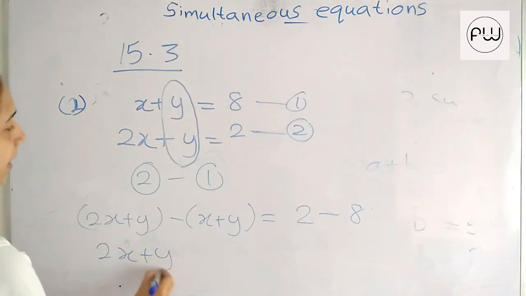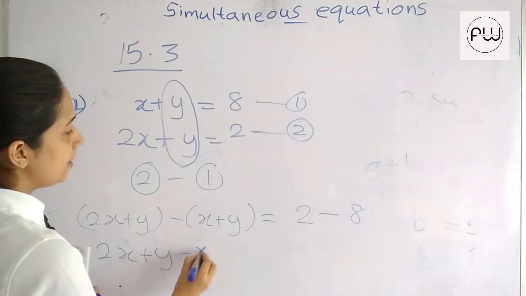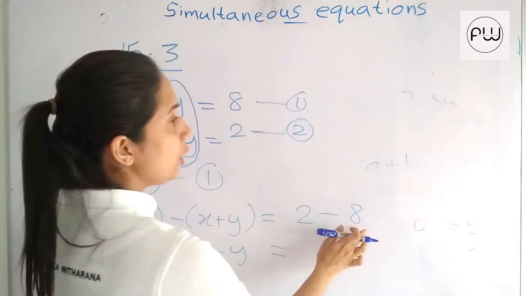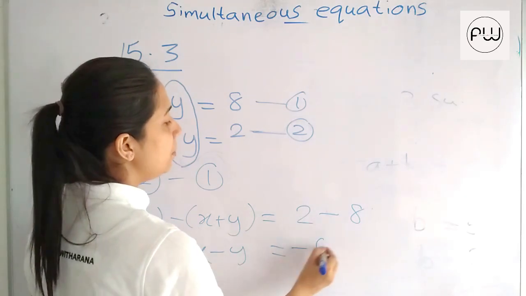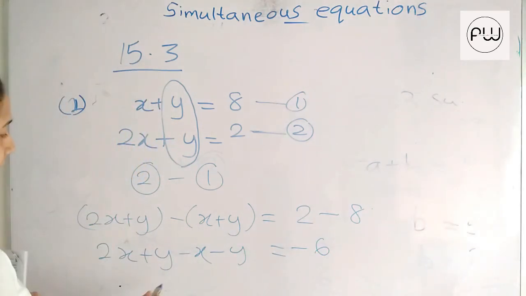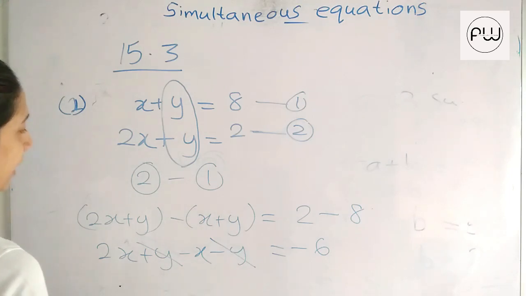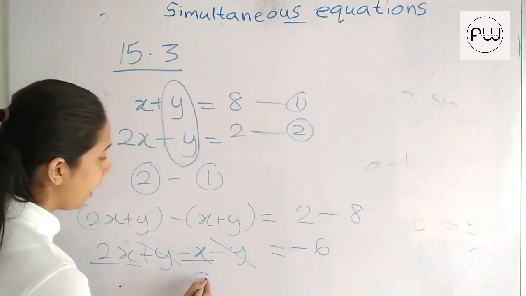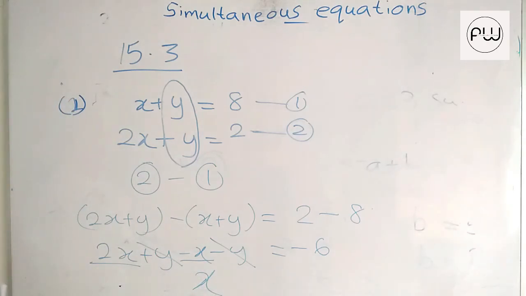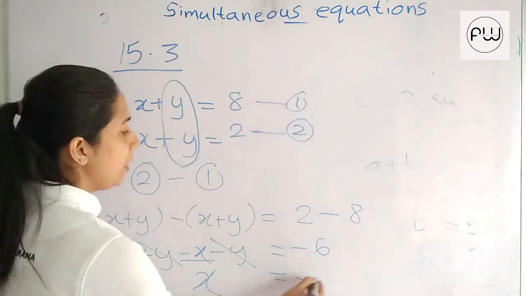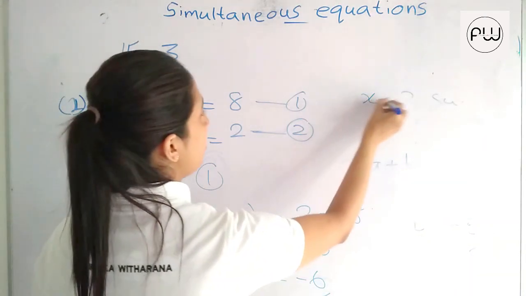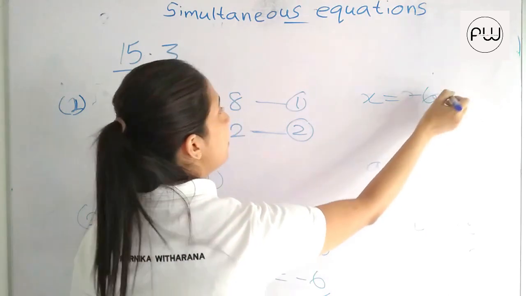2x plus y minus x, minus y equal. Here you have to subtract 8 from 2, then it becomes minus 6. Then we can cancel out plus y with minus y. And now see here, plus 2x and minus x, then it should be x here, right? Then x equal minus 6. x equal minus 6.